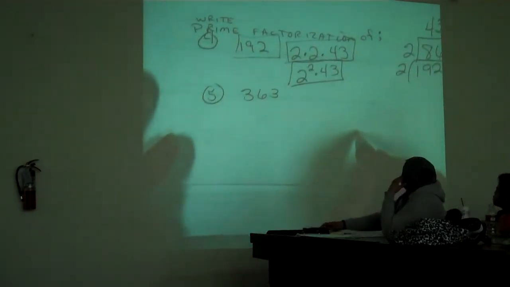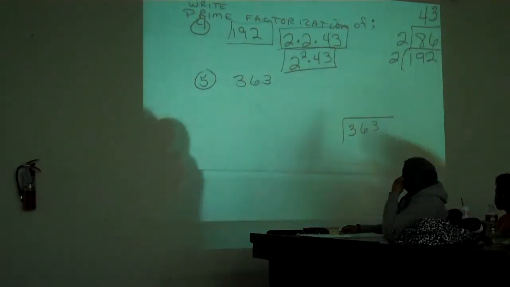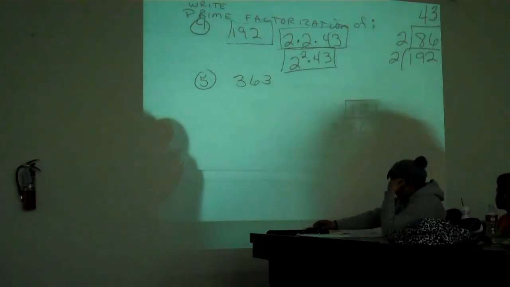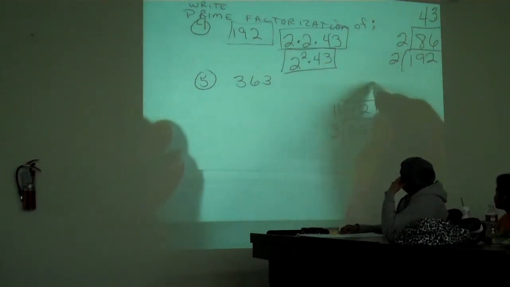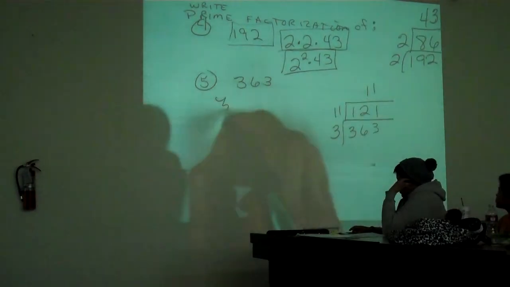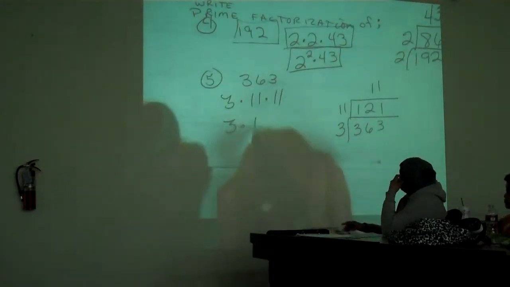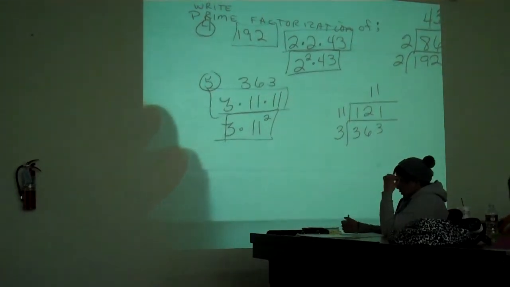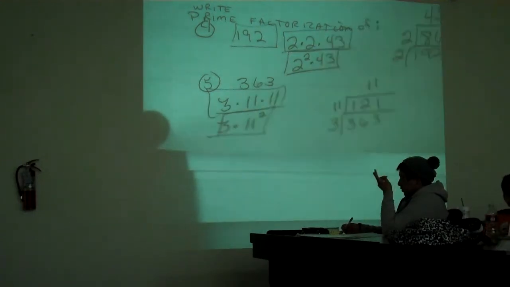Okay, 363. What will that divide by? 3 times 121. And then 121, 11 goes into it. Divide by 11. 11 times 11. So you got 3 times 11 times 11, or 3 times 11 to the second. 3 times 11 squared. Either one of those answers. Okay? That's why you can use that.